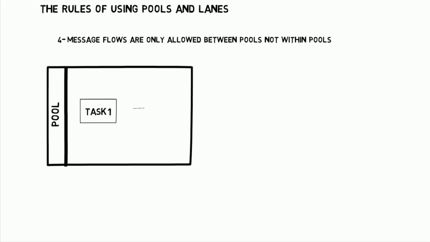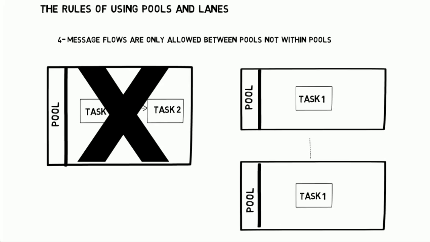Here we can notice that there is a message flow between task 1 and 2 in the same pool, and this breaks the rule. Message flows are used only for communication of independent processes, which are in different pools.